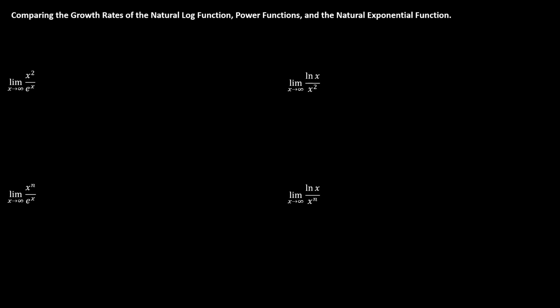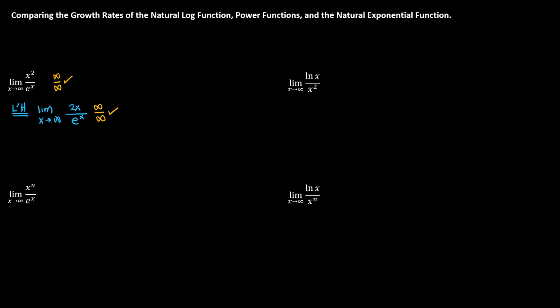the growth rates. Now, initially, this is creating an indeterminate form of infinity over infinity, which means I can apply L'Hôpital's rule. Taking the derivative of the top, I can see the growth rate of x squared, it's 2x. And the growth rate for the natural exponential function, that's e to the x. So remember, derivatives are the rate of change. So we can see that the derivatives are telling us the growth rates for the two functions.